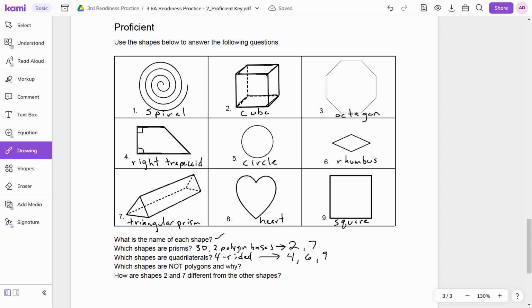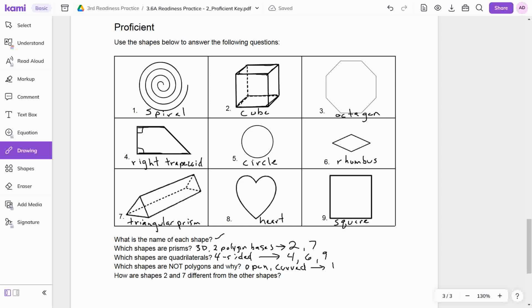Which shapes are not polygons and why? Okay, so a polygon is, remember, closed and straight. So since it's not polygons, let me just go ahead and write it the opposite. And that's going to give me my reason why. It's either open or curved. So which shapes are open or curved? Well, spiral is actually both. Spiral is both open and curved.